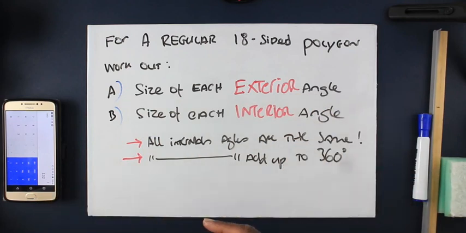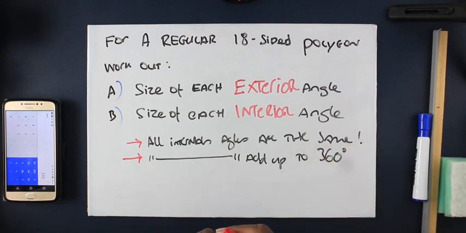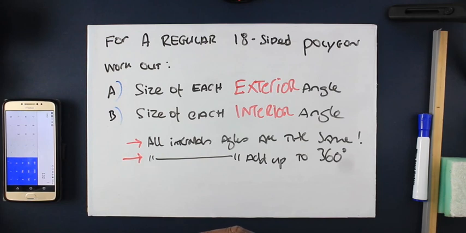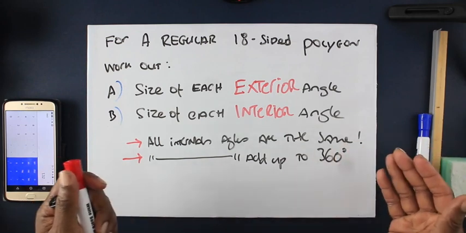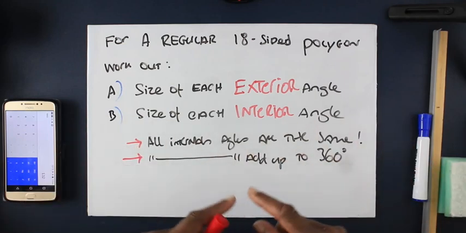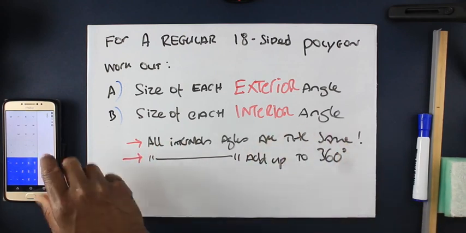Because they're all the same and they all add up to 360 degrees, and there are 18 of them, all we have to do is divide the 360 degrees by 18, and it will give us the size of each interior angle, or sorry, each exterior angle, each external angle, because there are 18 external angles and they're all the same size, and the sum of them adds up to 360.